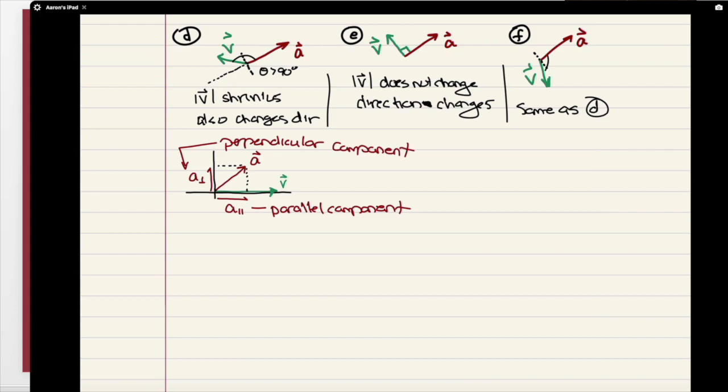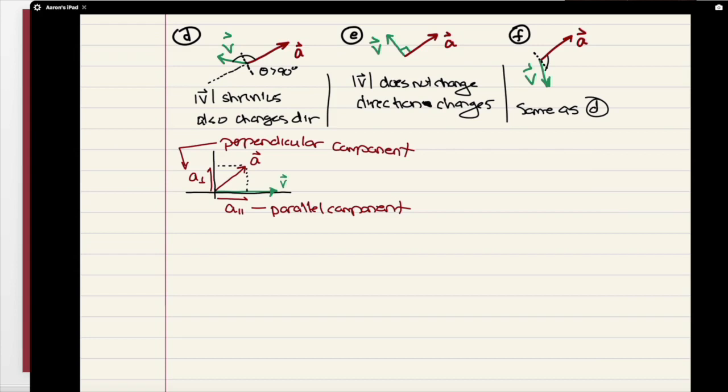Now, the parallel component, that is the part of the vector that points in the same direction as V. So there, again, we have the 1D problem. Since they're pointing in the same direction, that would tell me that the velocity vector is going to get larger, or the object is going to speed up. Compared to the perpendicular part of the vector, A perpendicular, that part is not going to change the velocity vector's length or magnitude, but it will change the direction. It will cause the object to start to rotate towards that perpendicular component.